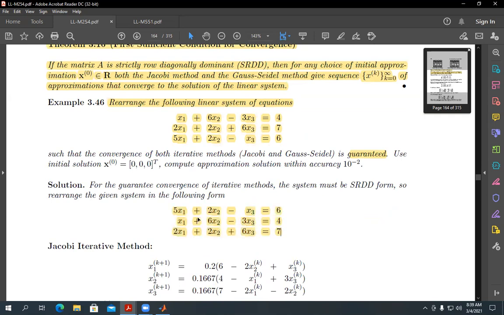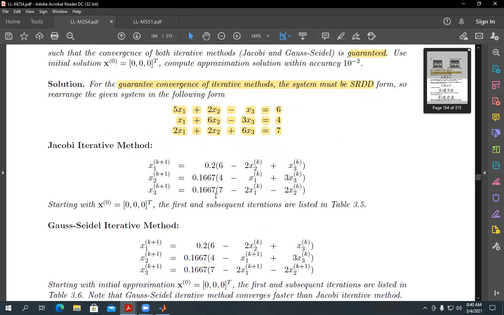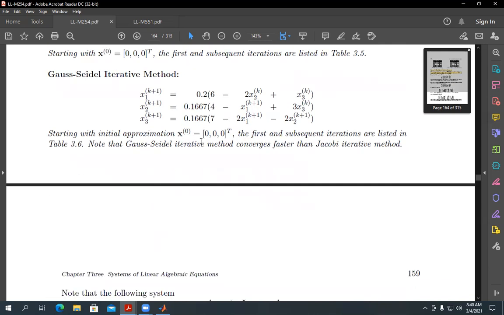Is this one STD or not? Yes, it is STD. Now the convergence is guaranteed. The guarantee of convergence is what? It should be strictly diagonally dominant. And now that it is STD, if I ask you to find the first approximation or the second approximation, you can do that with the formula from the first equation.